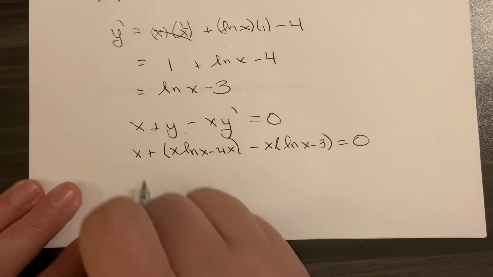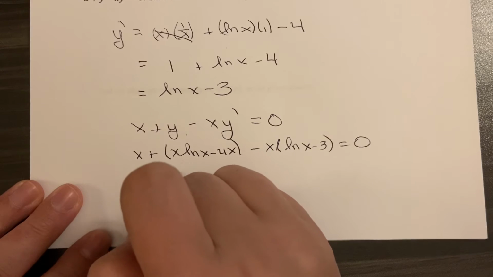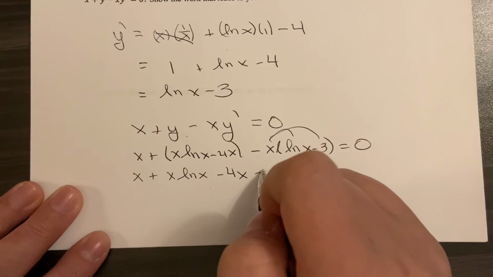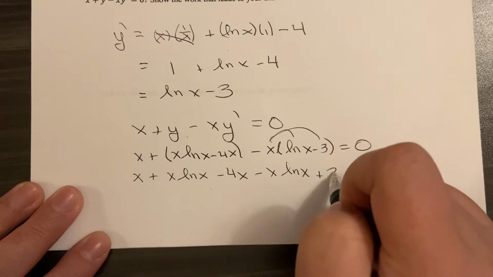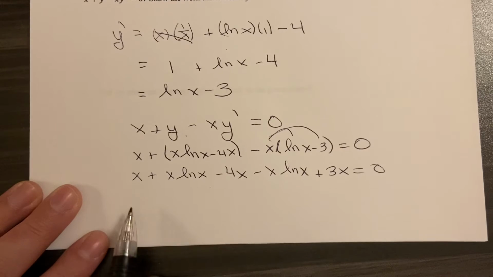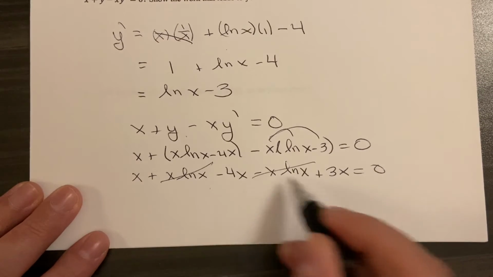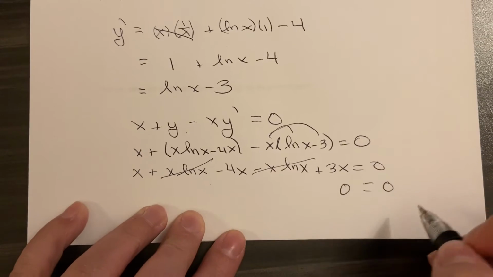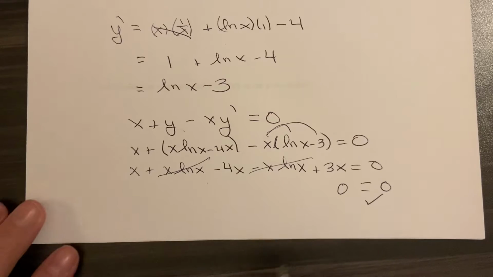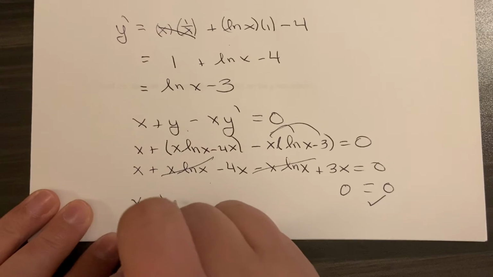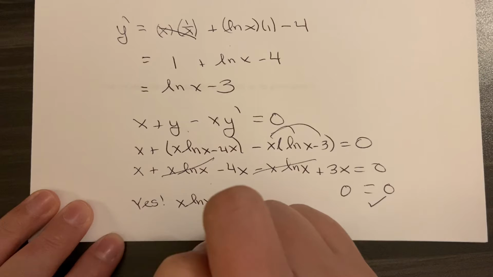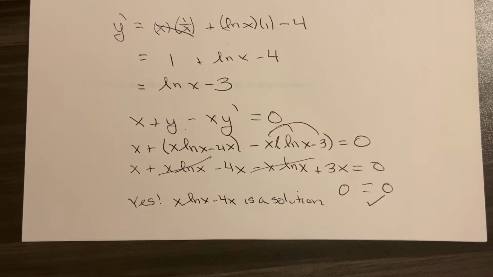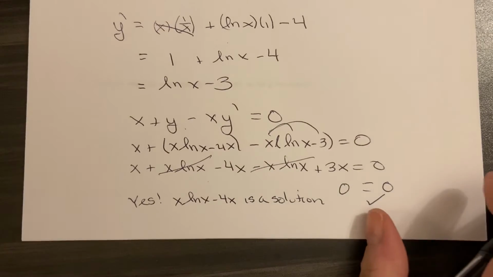And then now it's all arithmetic. Distribute that. So you're going to see that it cancels, right? So that's gone. x minus 4x plus a 3x is 0. So you get 0 equals 0. So when that happens, you're just going to say yes, x ln of x minus 4x is a solution. Okay, and that's the easiest way to check that.